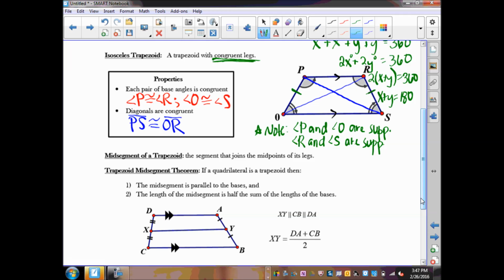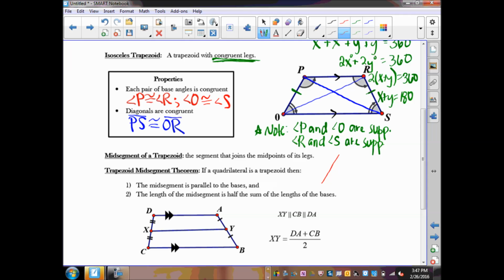So now let's talk about the mid-segment of a trapezoid. This is the main thing that I want you to get from this video that we did not discuss in class. Mid-segment of a trapezoid. Pretty straightforward. Just by reading this, you can probably understand it. The mid-segment is the segment that joins the midpoints of its legs.